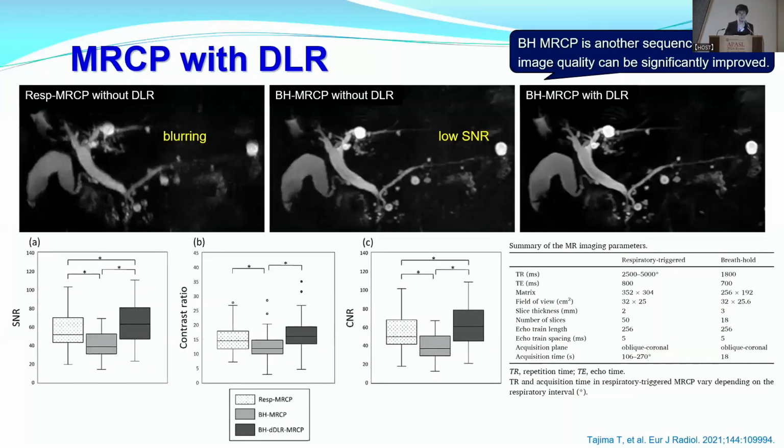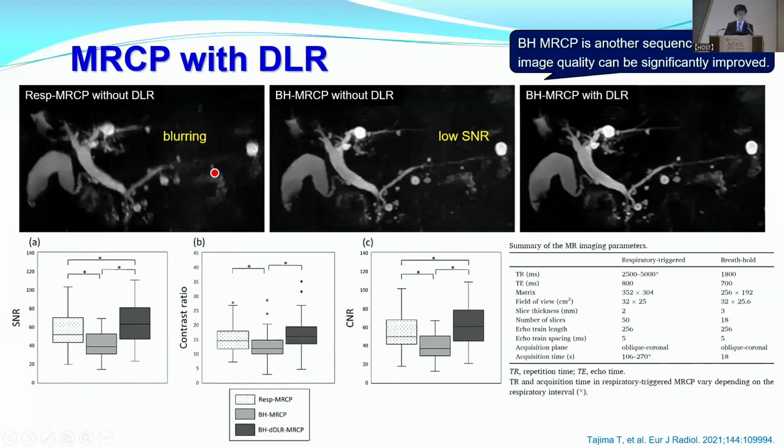So breath-hold MRCP is another ideal sequence after applying deep learning reconstruction, where image quality can be significantly improved. So this is a paper comparing the three types of MRCP sequences: respiratory triggered MRCP without DLR, breath hold MRCP without DLR, and breath hold MRCP with DLR.